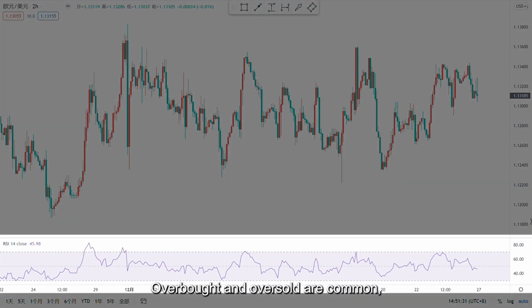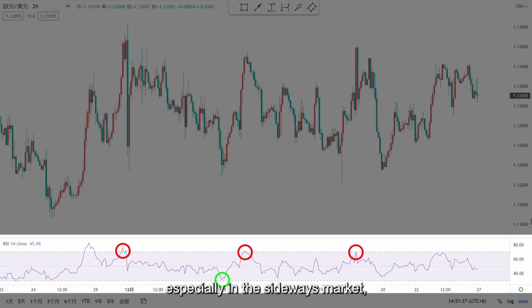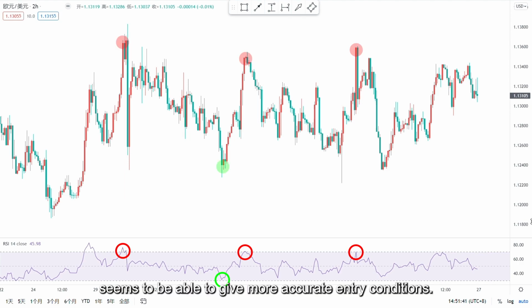Overbought and oversold are common because they generate enough trading signals to be friendly to short-term traders, especially in the sideways market, where they seem to be able to give more accurate entry conditions.